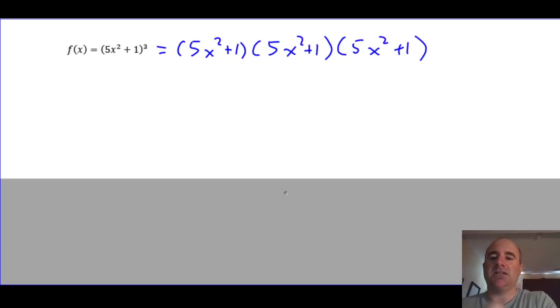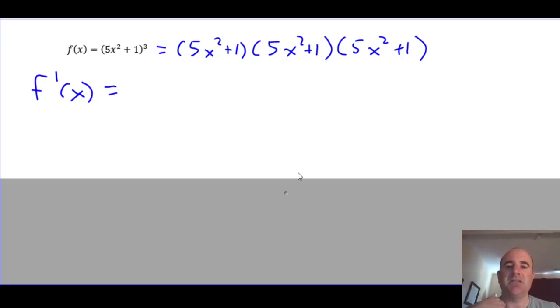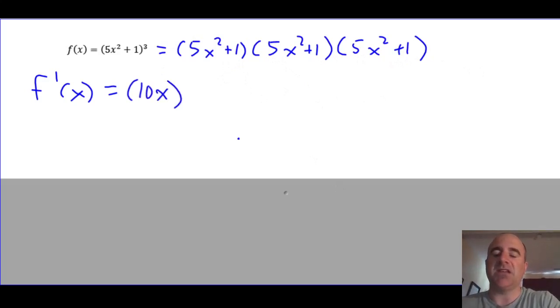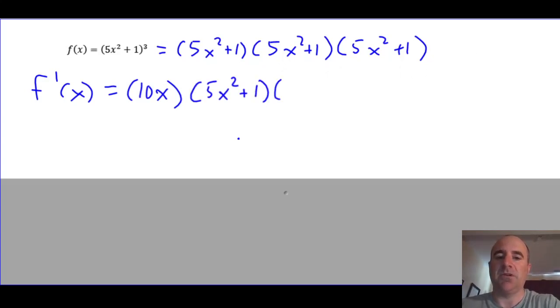We haven't done this yet, but if I want to apply the product rule to 3 terms, I can do that. I'm basically saying, hey, look, this is a product. Here's the first term times the second term. So you do the derivative of the first, which is 10x, times the second, which is all this stuff right here: 5x squared plus 1 times 5x squared plus 1.